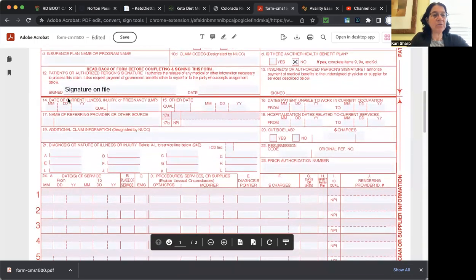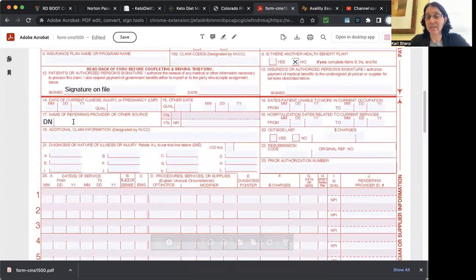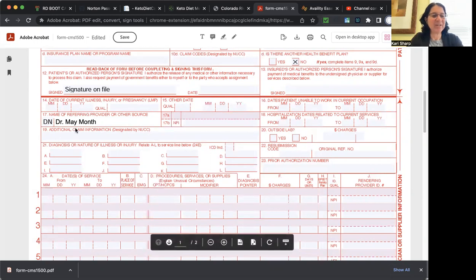All right, so now DN is the code for referring provider. Let's say we have this kid who comes in, and we'll make something up, that they were diagnosed with hyperlipidemia at age 12. It's quite possible. So our referring providers are pediatricians. So it would be Dr. Mary Month. Oops, Dr. May Month. All right, so Dr. May Month is our pediatrician who referred us.